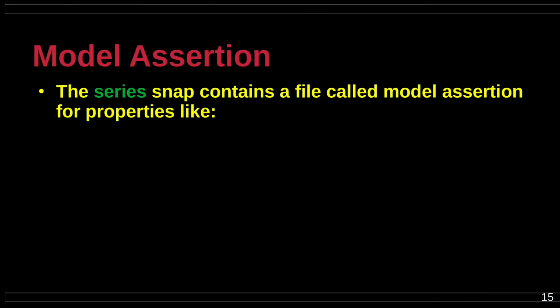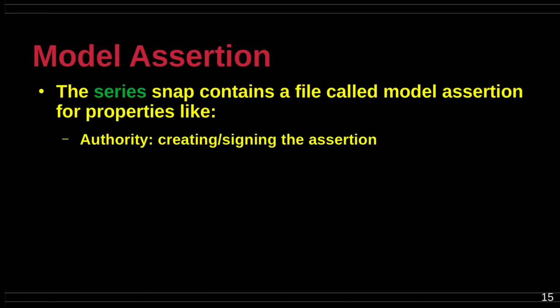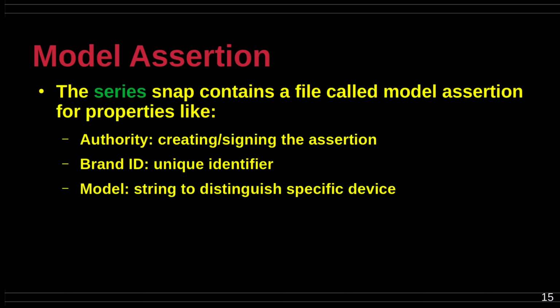In Ubuntu Core, the snap named series plays a crucial role in defining the device model and targeting specific hardware configurations. It acts as a bridge between the user's device and the available Ubuntu Core images. The series snap contains a file called model assertion. This file defines various properties like authority, the entity responsible for creating and signing the assertion.